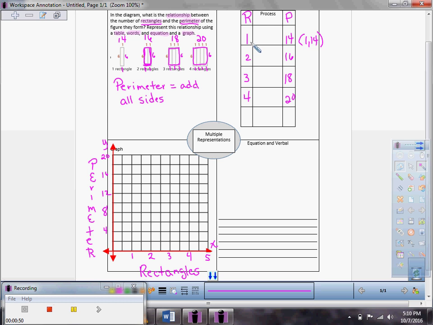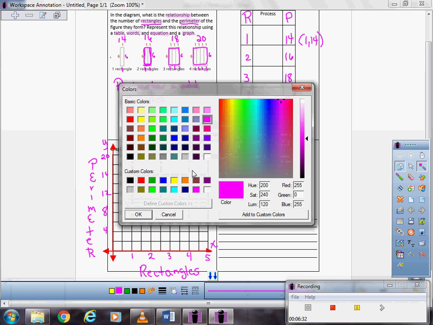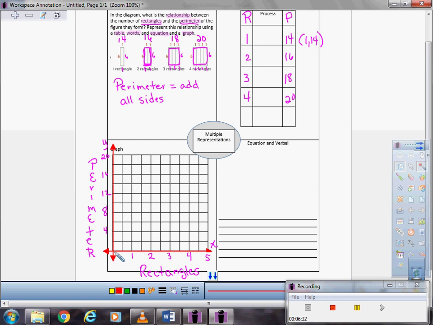So let's record our first point. Our first point is 1, 14. Let me use a different color to put my points. 1, 14, you would go to the right 1 for the x, and then go up to 14 for the y. 2, 16, that's another point. Take that, record it on your graph, 2, and then up 16.